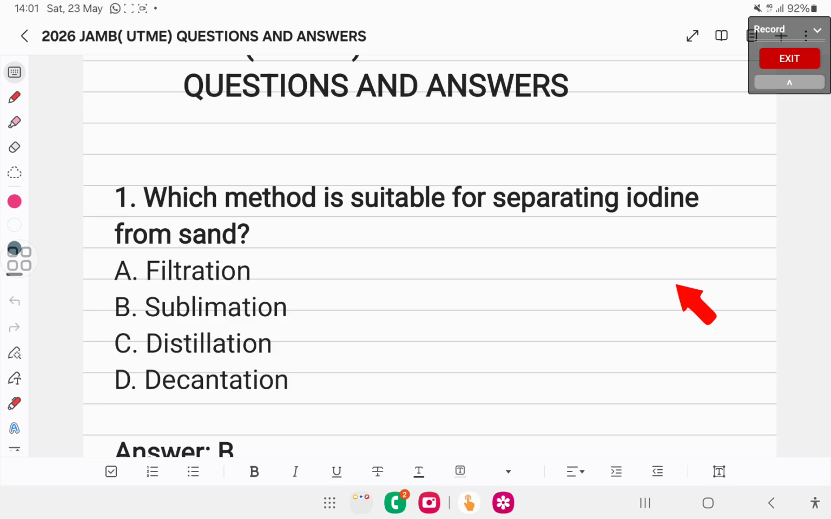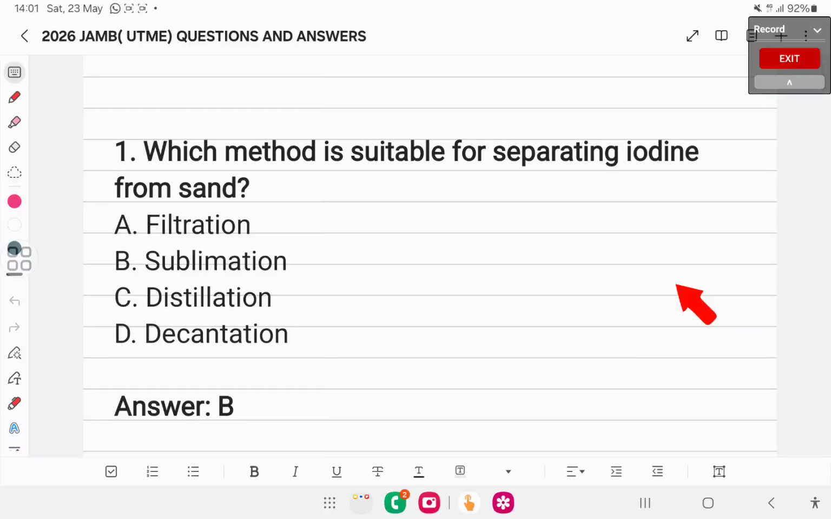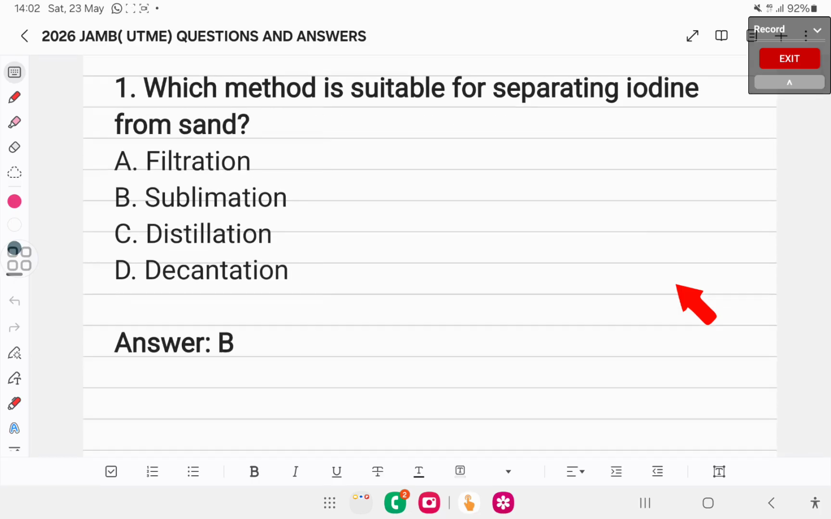But for this mixture, iodine and sand, the most appropriate and applicable method for separating them is sublimation. Sublimation requires heating the mixture of solids such that one of the solids will convert to gas directly. It changes to vapor, and on cooling it changes back to pure solid form, and that is iodine. Why can sand not be sublimed? It remains in the bowl which contains the mixture. So the correct answer is B.